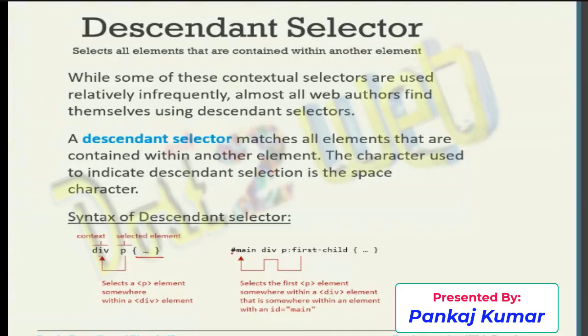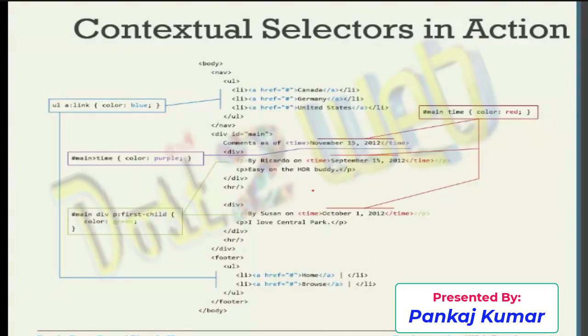Another example you can see is hash main division P colon first child. What it means is that inside the main, that is the ID selector, and after you define the division, the first P wherever it is, that is the first paragraph element within the division tag, that rule will be applied on it. So first child, then it will check with the first paragraph inside the division and main. So this is your descendant selector. You can see the example here.